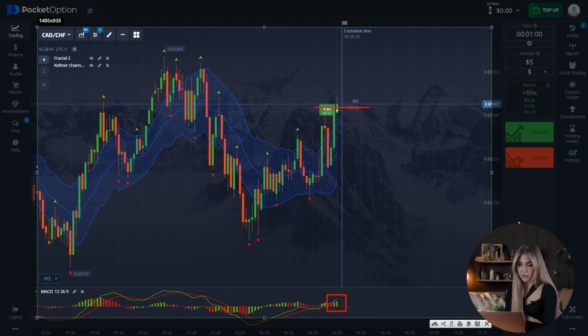MACD also backs up my decision. Its lines diverge and the histogram bars are green. I entered the trade after a slight pullback and am expecting a strong upward trend to begin.